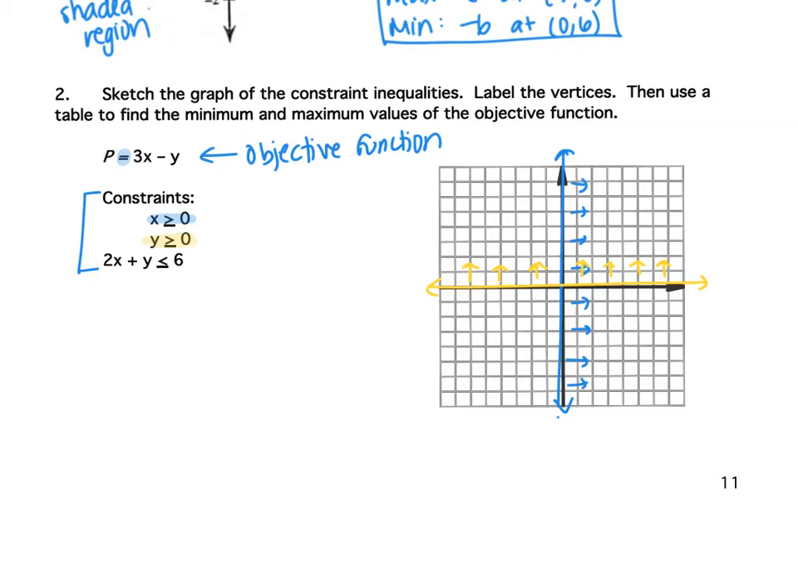And then the last one is that 2x plus y is less than or equal to 6. Okay, so this one is going to be a little bit more work. I'm going to have to make my xy chart. If I plug in a 0 for x, I get y to be 6. If I plug in a 0 for y, I get x to be 3. So I have my 3, 0 here, and then 0, 6 is right here.